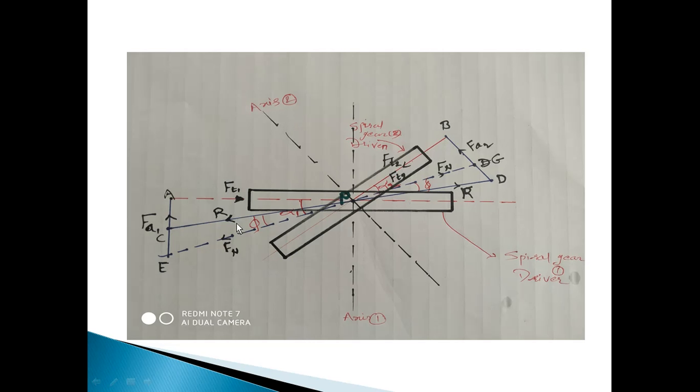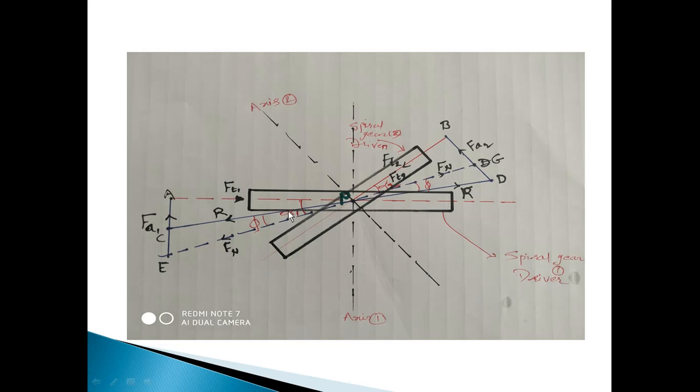To the line of action of the tangential force, I draw one common normal from the pitch point, making an angle of alpha 1 with the tangential force line of action. This common normal passes through the pitch point on both sides. For gear number 1, in this direction, it is the normal force, and extending the same line, for gear number 2 it is the normal reaction force.